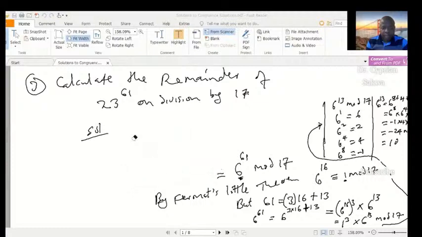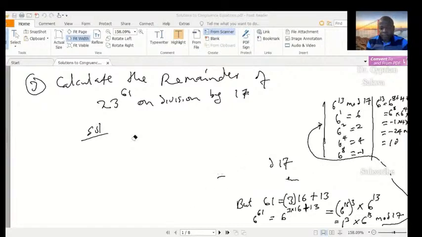First of all, I want to see if Euler's theorem can be used. And if it can be used, then I use it. I don't want to erase the other part because it might be similar to what I will want. So I want to check whether 23^61 on division by 17 can be done by Euler's theorem.